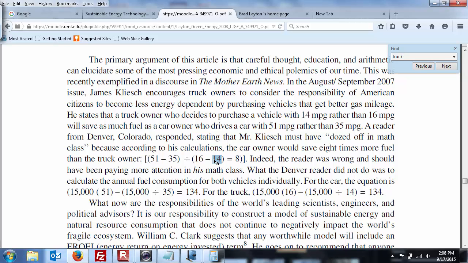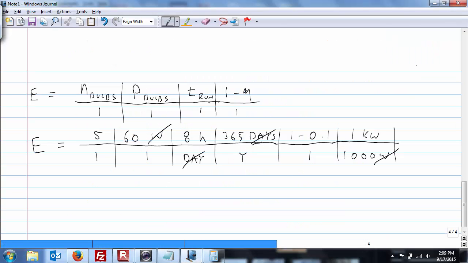What the Denver reader did not do was to calculate the annual fuel consumption for both vehicles individually. And now all I'm doing here, this is 51 miles per gallon. And let me write the units out. I think that'll make more sense that way. So I'll just write this out. Is that how many miles you're saying? Yeah, let's do it that way.